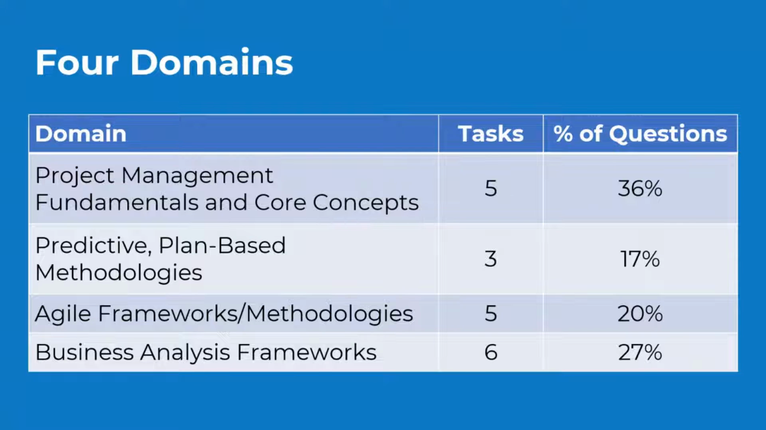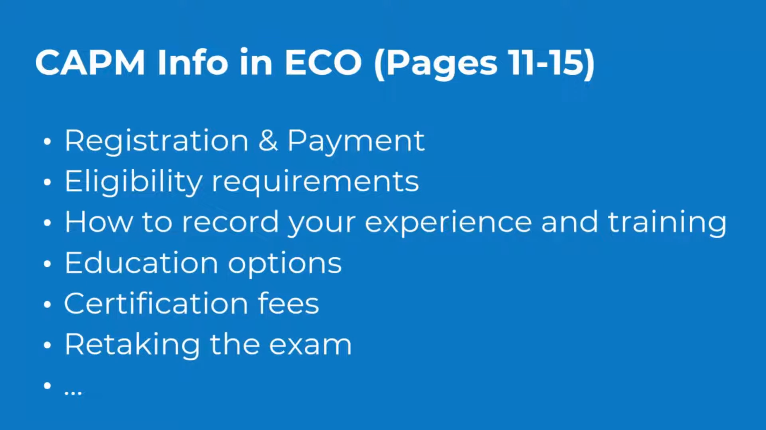In addition to describing these domains, here is what else you can find in the ECO. It includes important exam administration information: cost, eligibility requirements, how to retake the exam if you don't pass it at first. You can find this in the back starting on page 11, and everything before page 11 is the domains, tasks, and enablers.